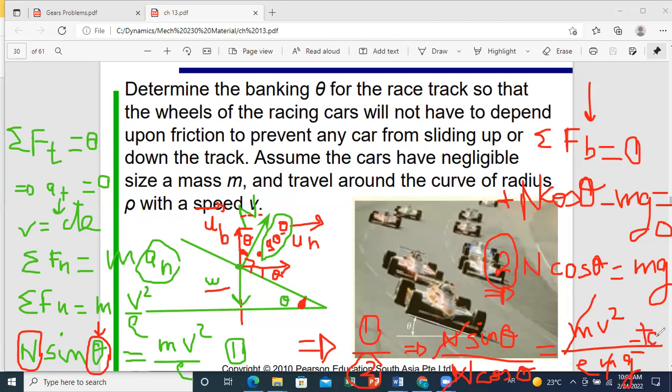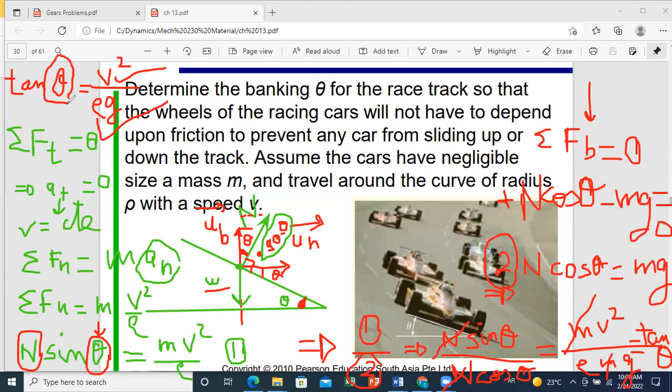Okay, so I can say that I obtain the following result. I will write it here, the final result. Tan of theta is equal to v square over rho g. So what is theta? Theta is tan minus 1 of v square over rho g. So if I just give you the speed I want to move on the circular path and the radius of curvature of my design, you can determine a preliminary value of your angle theta.